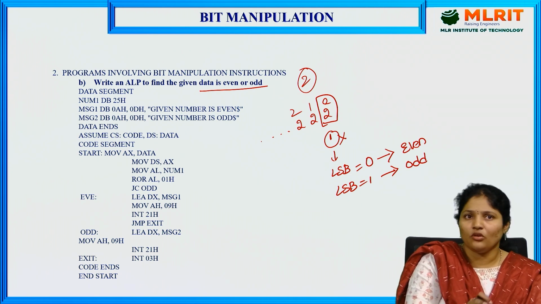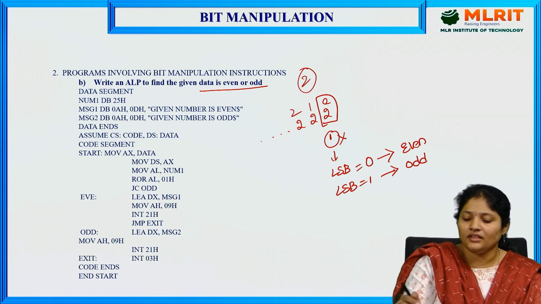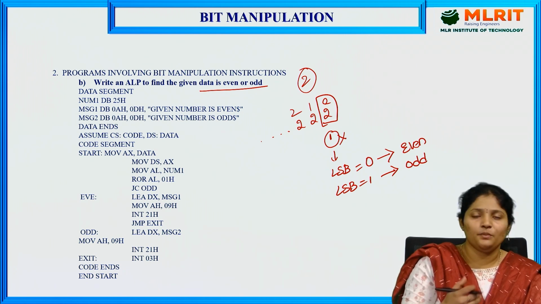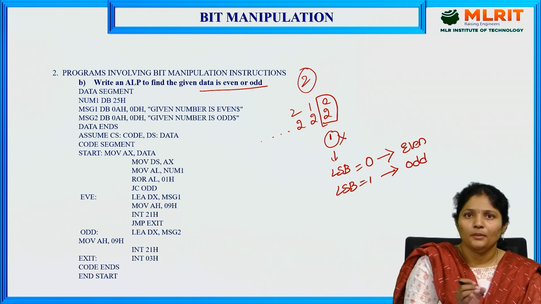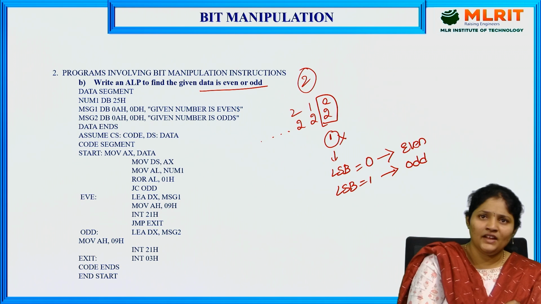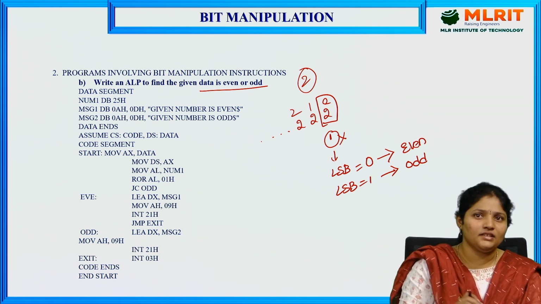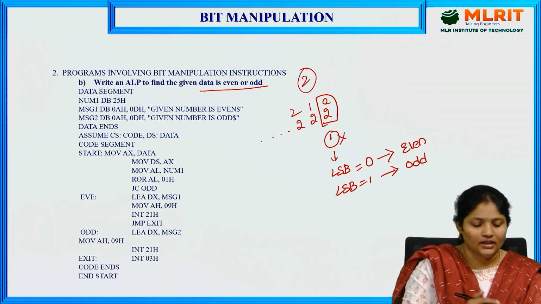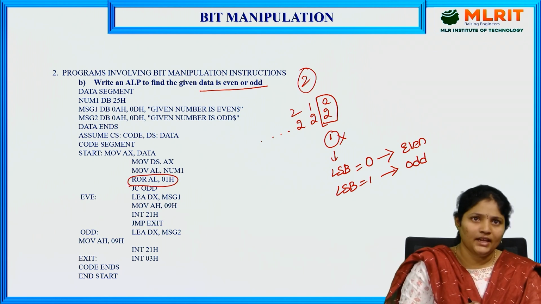This program is also similar to the previous program, but here we need to check the least significant bit. So how do we check the least significant bit? In the previous slide I already told you how to check the most significant bit: if we rotate the number to the left side, we get the most significant bit. Here we need the least significant bit, so we rotate right. That is the only difference; the rest remains the same.